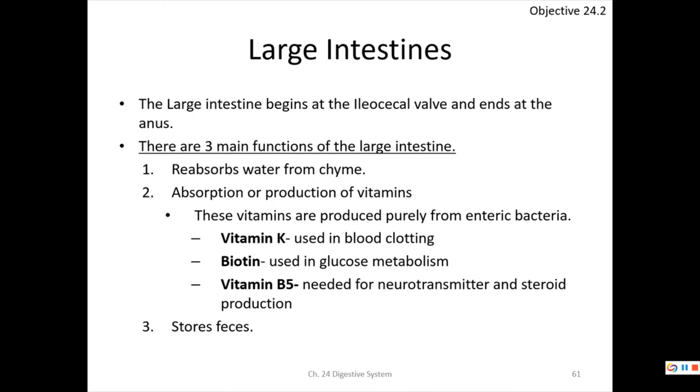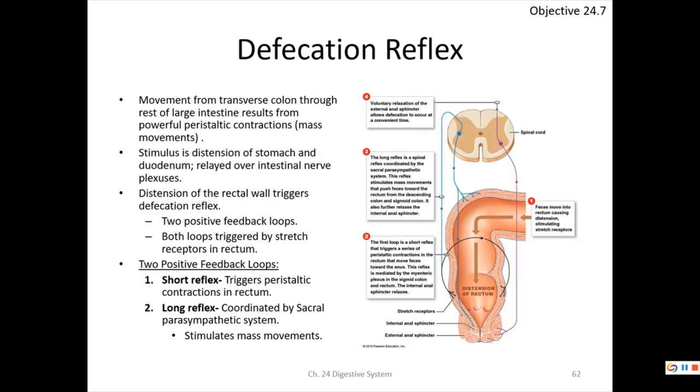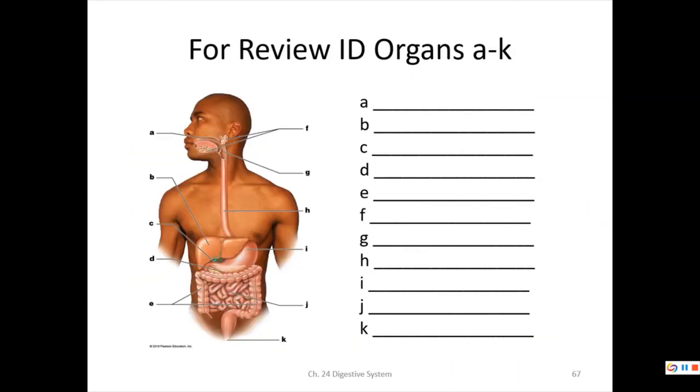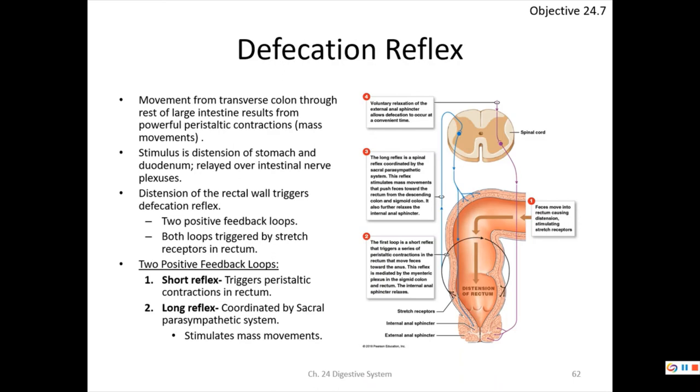Now let's talk about how you poop. I think that's actually one of the last things that we talk about. Pooping involves two positive reflex loops, a short and a long. As food moves through the colon, it enters the rectum, and visceral sensory neurons detect the distension through the intestinal plexus. It triggers a defecation reflex through two positive feedback loops, like giving birth. You have to be able to do that till it's complete, so it needs positive feedback. They're both triggered by the same thing, stretching the rectum.